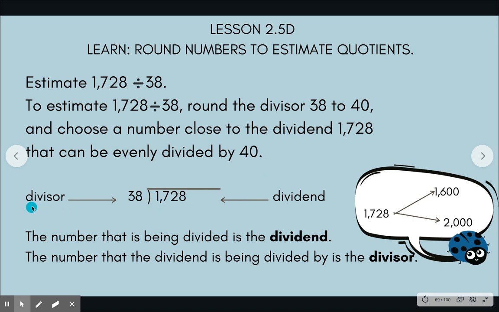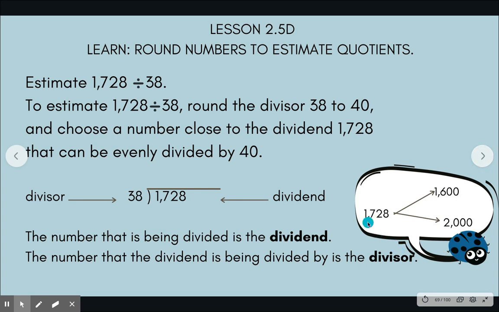So remember that when you're doing long division, the divisor is the number on this side, and the dividend is the number on this side. So this is the large number that's being divided is the dividend, and the divisor is the number that's going into that. The number that's being divided is the dividend. The number that the dividend is being divided by is the divisor.